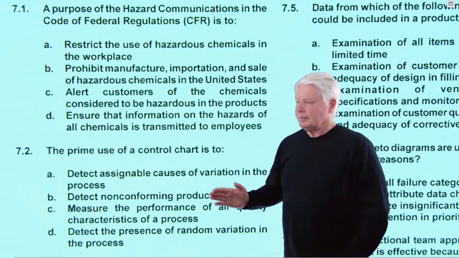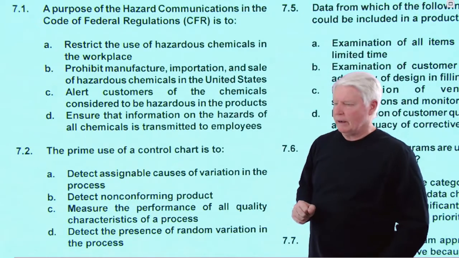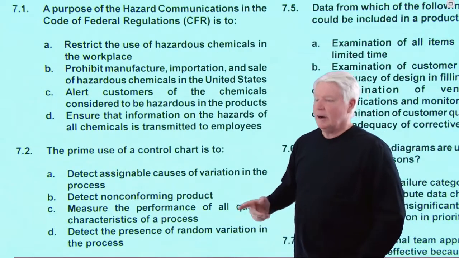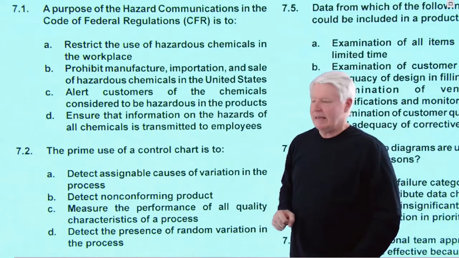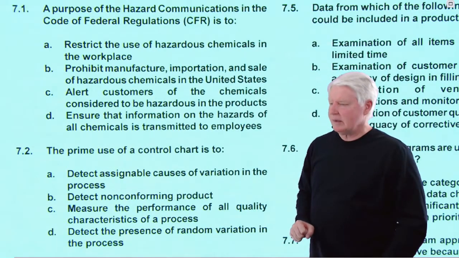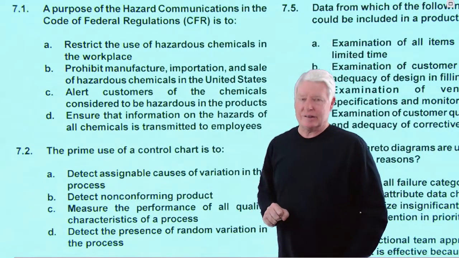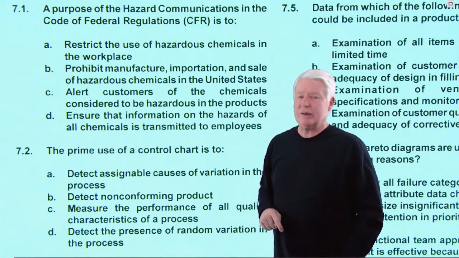Okay. Measure the performance of all quality characteristics of a process. No, number one has all. That's an absolute. Detect the presence of random variation in the process. No, its main objective is to detect assignable causes. So 7.2 is definitely A.